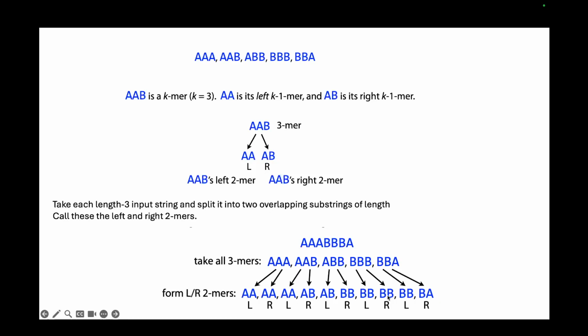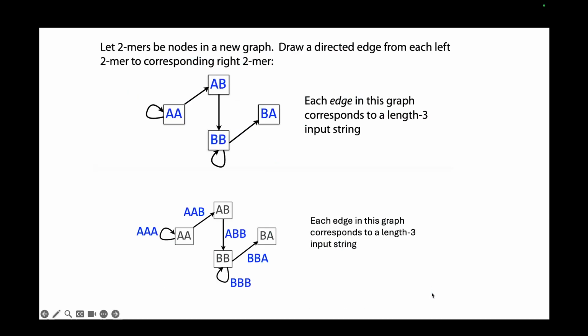So there are repeats, so you only take the non-repeated ones. So AA, AB, BB, and BA. So these are your four reads without repeats: AB, AA, BB, and BA.